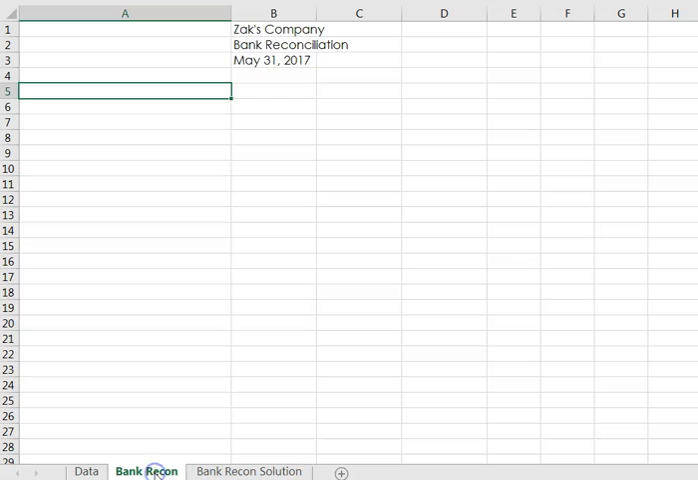I start by setting up the report format, which is the same as for other financial statements. The name of the company on the first row, the name of the report on the second row, and the date on the third row.